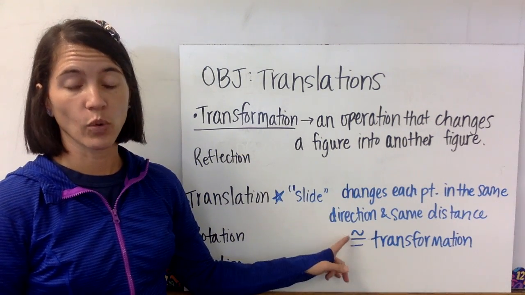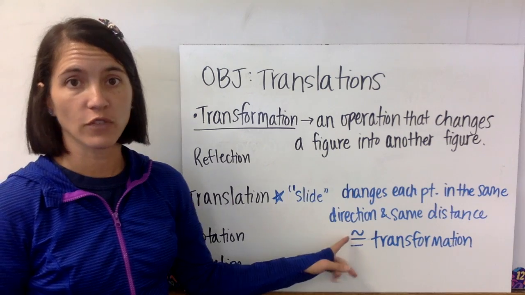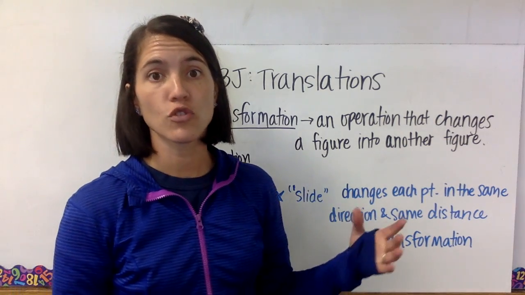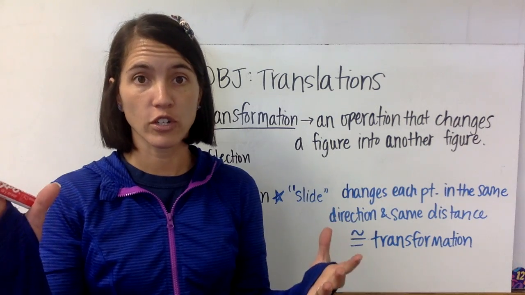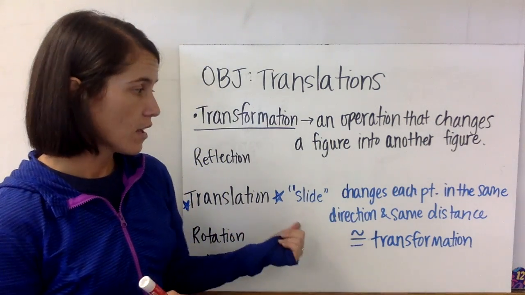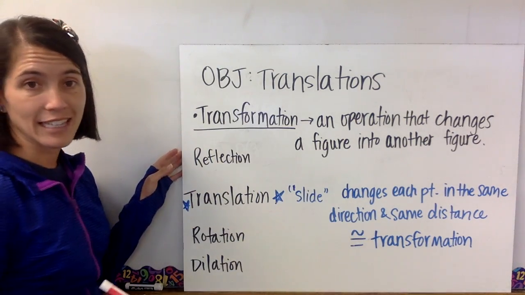Translations are a congruent transformation. That means if you have a polygon and you translate it, those two figures are congruent. So we're going to do some examples of translations today.